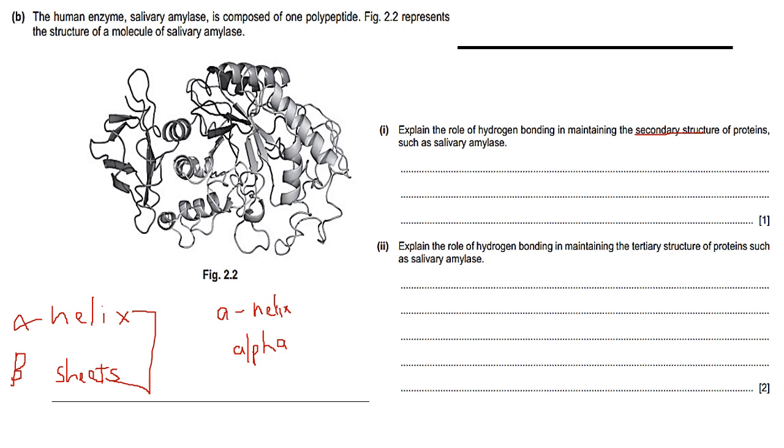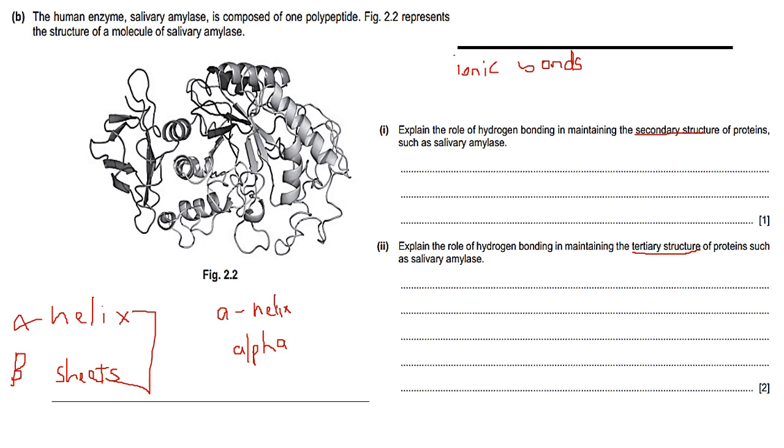Then it goes on to ask again, explain the role of hydrogen bonding in maintaining the tertiary structure of proteins such as salivary amylase. So when you're looking at the tertiary structure, you're dealing with 4 different types of bonds. You're dealing with the ionic bonds, the hydrogen bonds, and the hydrophobic interactions. I'm not going to write all of them out. You're also dealing with disulfide bonds.